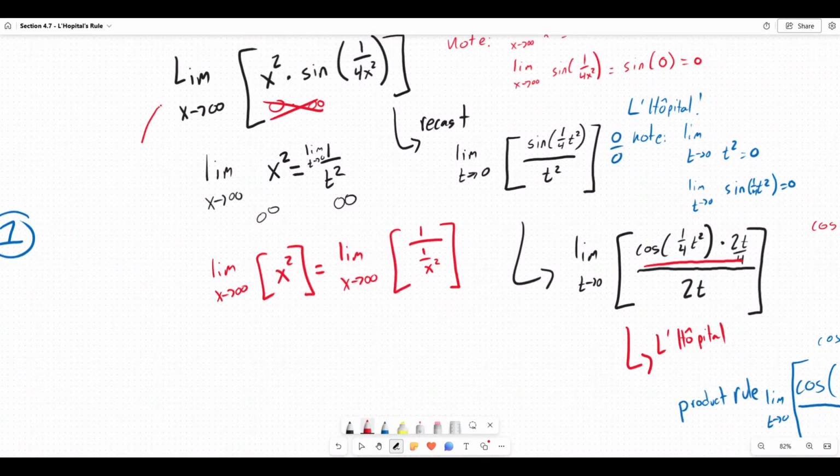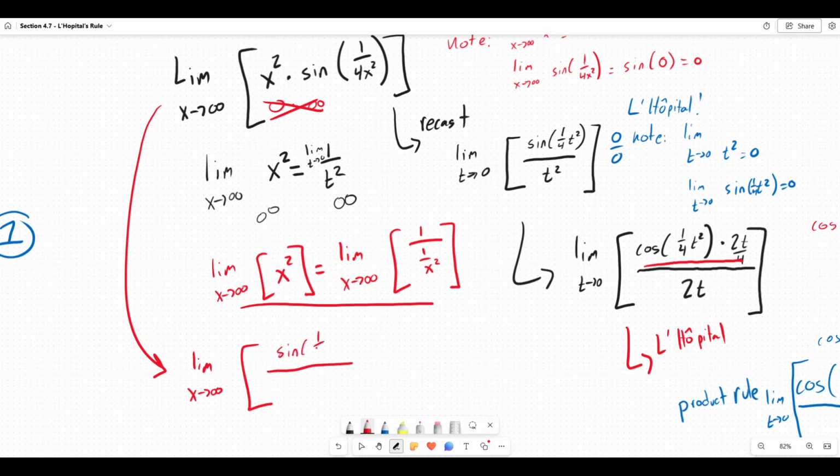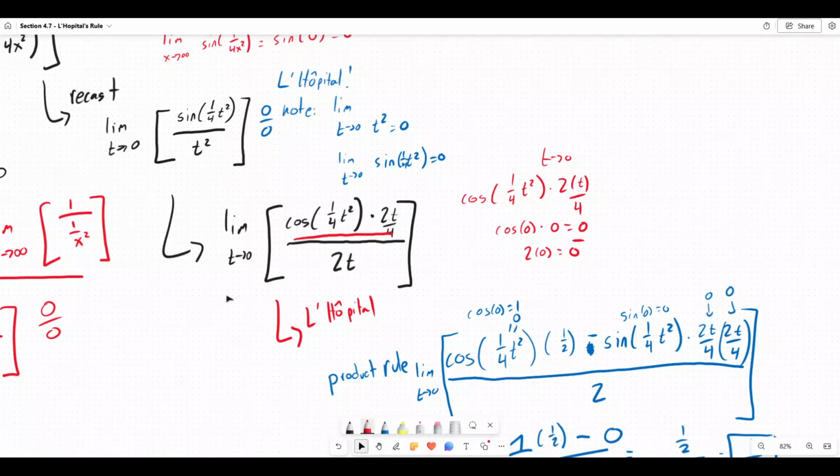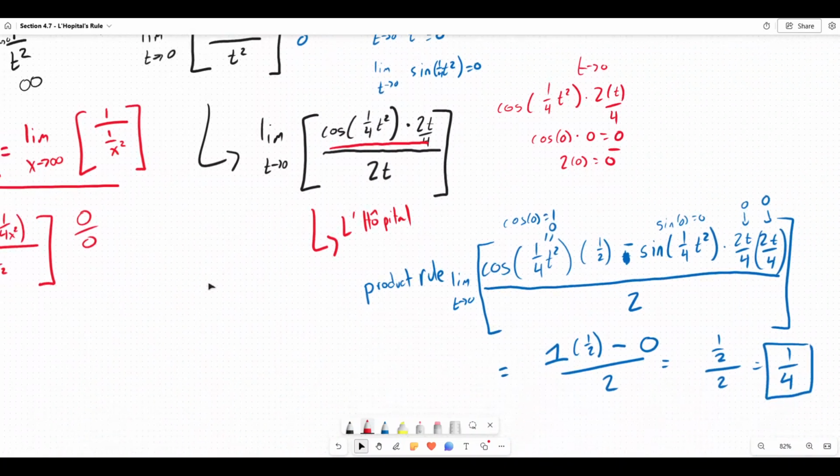So I want to point out right here, if you do this transformation, this is going to stay the limit as x goes to infinity. But instead of x squared, we're going to write 1 over x squared. So this is sine of 1 over 4x squared, and this is 1 over x squared. And this is also going to be 0 over 0, L'Hopital formable. So either way you recast it, it'll work. And sometimes you might have to do a double L'Hopital, maybe multiple times.